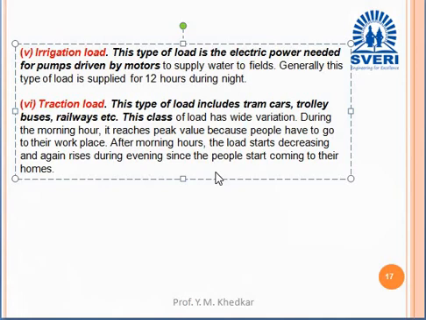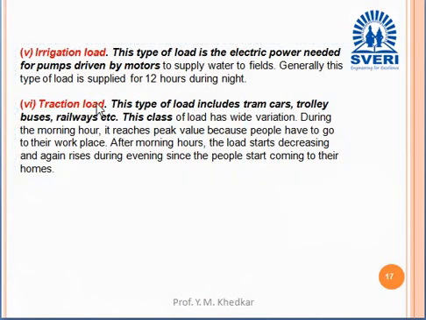The irrigation load. This type of load is the electrical power needed for pumps driven by motors to supply water to the fields. Generally, this type of load is supplied for 12 hours during night. The traction load. This type of load includes trams, cars, trolleys, buses, railways, etc. This class of load has a wide variation during the morning hour. It reaches its peak value because people have to go to their workplace. After morning hours, the load starts decreasing and again rises during evening, since people start coming to their homes. In this way, these 6 main types of load we must know when we are studying the load curve and the load duration curve.